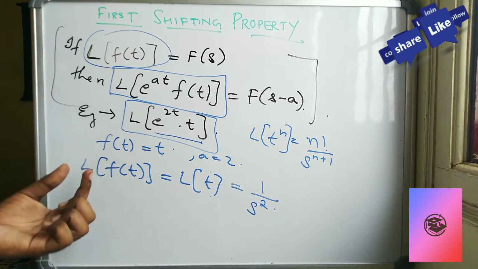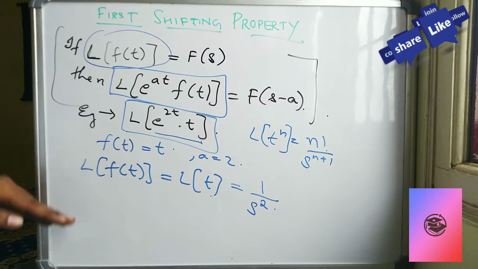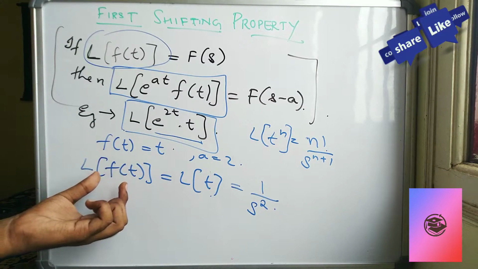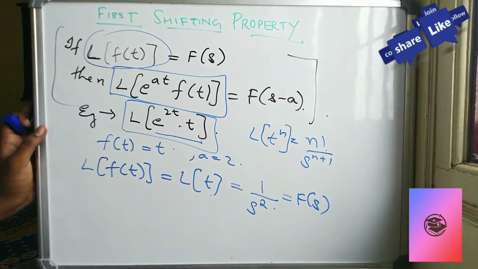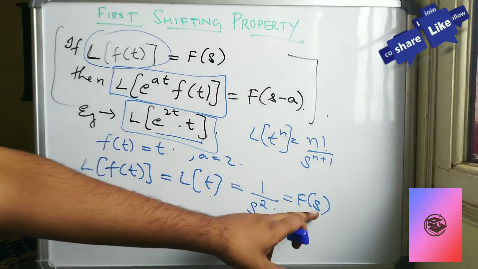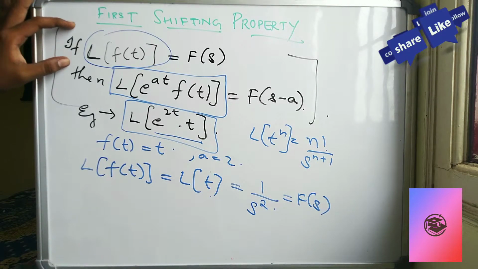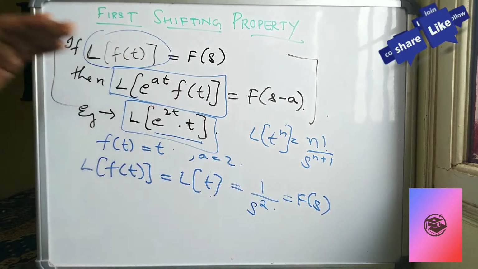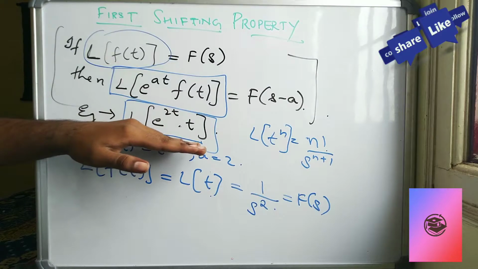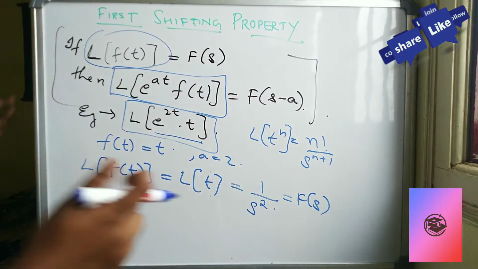What is the function of t? That is nothing but, in this question, it is t. So first you have to find the Laplace transform of f of t. So this is nothing but F of s, you can see it as a function of s. So if Laplace transform of function t is equal to F of s, then we can write this function as what? In place of s, what will we place?